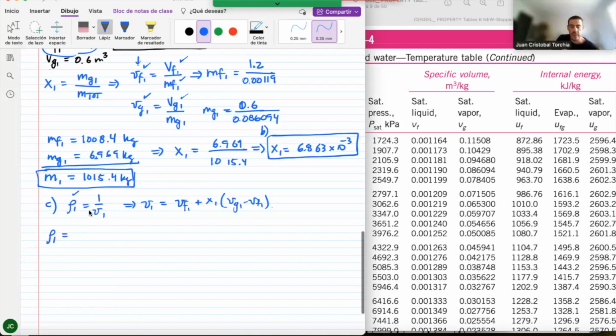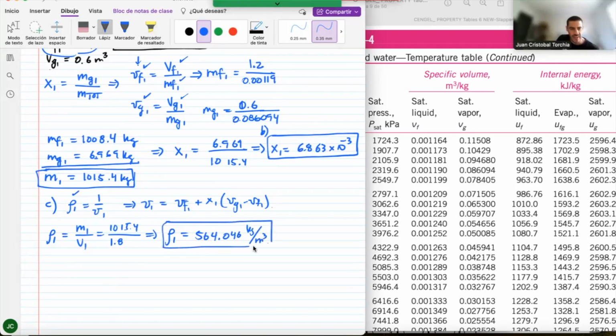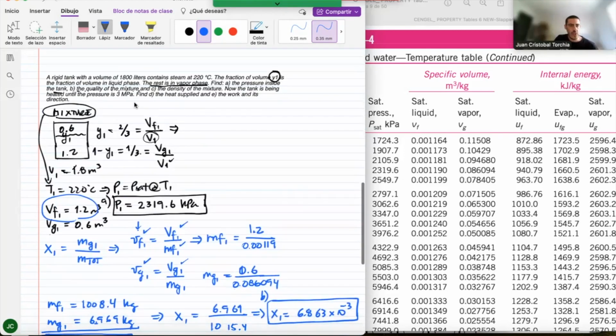If you know the definition of density, it needs to be the total mass divided by the total volume, and I have both of them, so it's 1,015.4 divided by the volume, 1.8. And if you do this calculation, the density at 1 is going to be equal to 564.046 kilograms per cubic meter. Great. Now I already have what it's C. This one is C. Now let's just go what else.